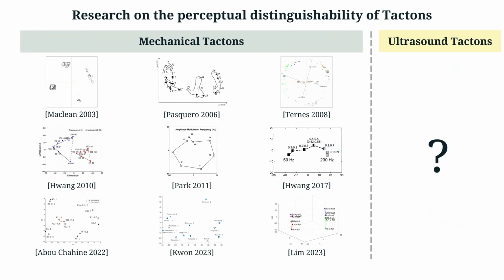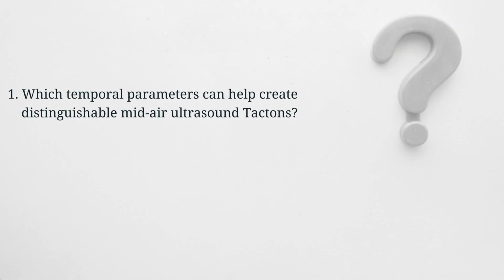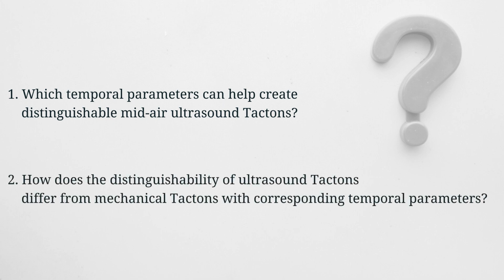For mechanical vibrations, haptic designers can use extensive research on the perceptual similarity of mechanical tactons. But little is known about the distinguishability of mid-air ultrasound tactons. To inform design of mid-air ultrasound tactons, we ask, which temporal parameters can help create distinguishable mid-air ultrasound tactons? Also, to test if designers can use their knowledge on mechanical tactons for ultrasound design, we ask a second question: how does the distinguishability of ultrasound tactons differ from mechanical tactons with corresponding temporal parameters?